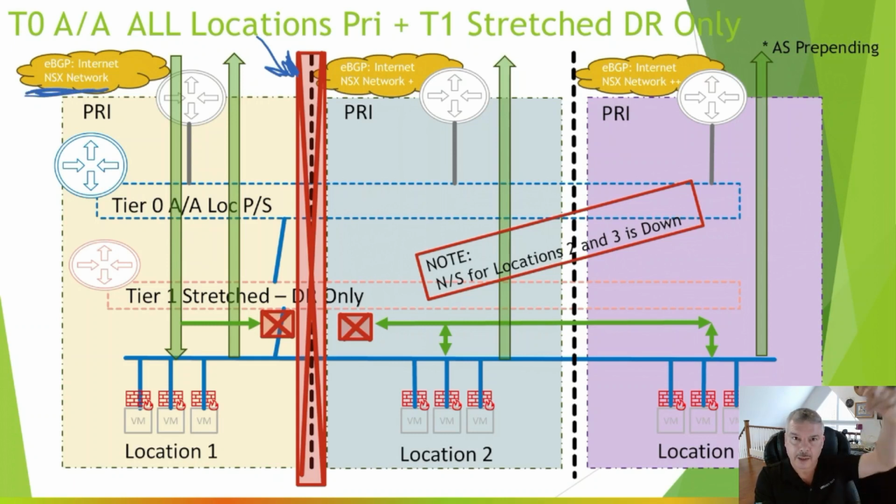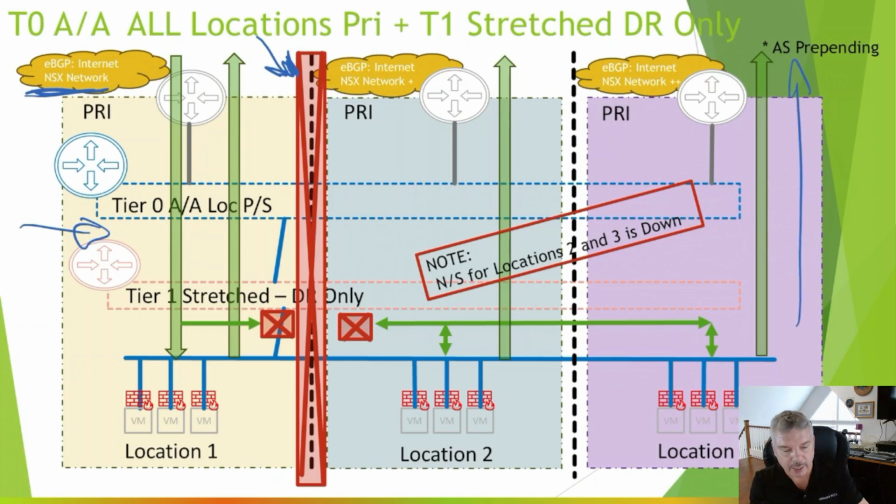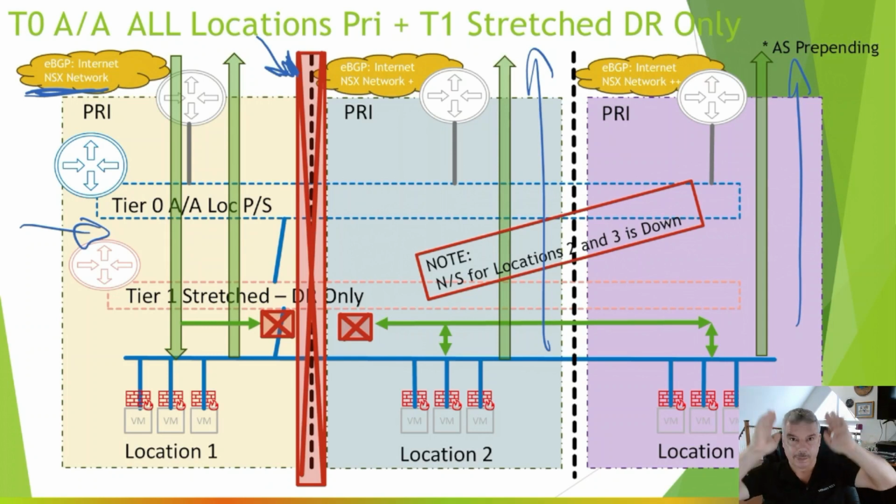We're saying, hey internet, you want to talk to the blue network, come in through location 1, right? So location 1's happy. It's got no issues whatsoever. Locations 2 and 3 are still sending stuff out. They're still doing their all primary, so local egress. But this is where it breaks.